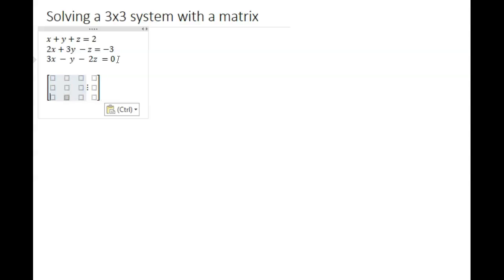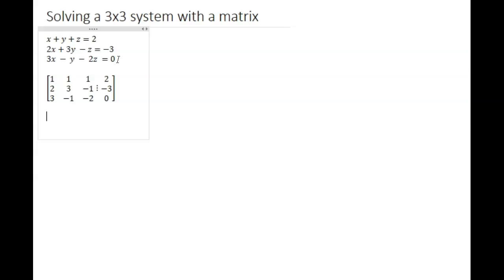And we'll go ahead and fill in coefficients. Top equation, 1x, 1y, 1z. There's the next equation, and the third one. And maybe we'll put in the right numbers. And then the constants over here, we got 2, -3, and 0. There's our augmented matrix for the system of equations.